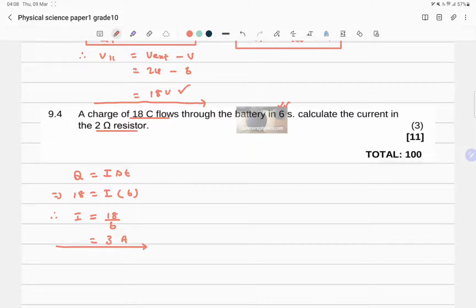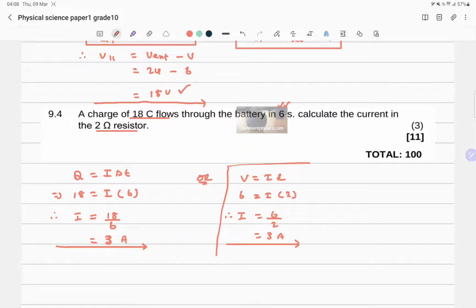Okay, easy stuff. That would be the current passing through the 2 ohm resistor. But of course, you could have thought of doing it like this and say V is equal to IR. We were told that the voltmeter was 6, the current is what we want, and then this is 2. And then you can divide by 2 there and say I is equal to 6 over 2, which is essentially 3 amperes.